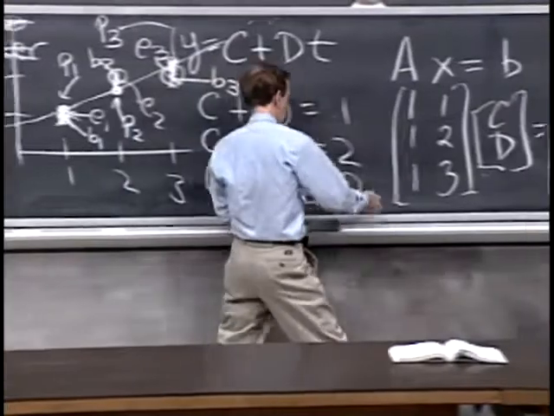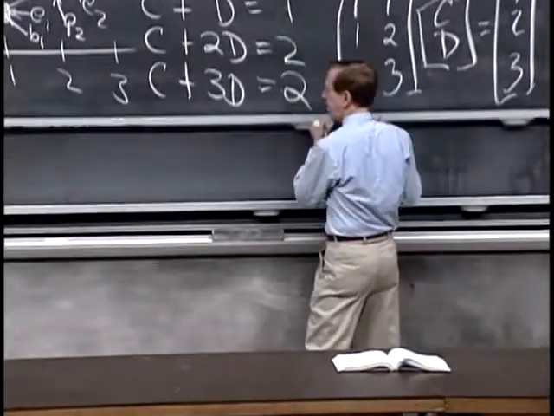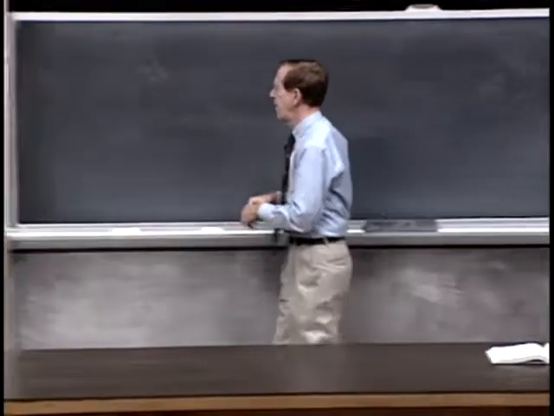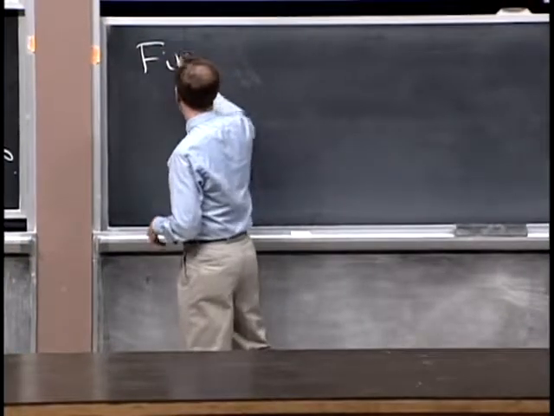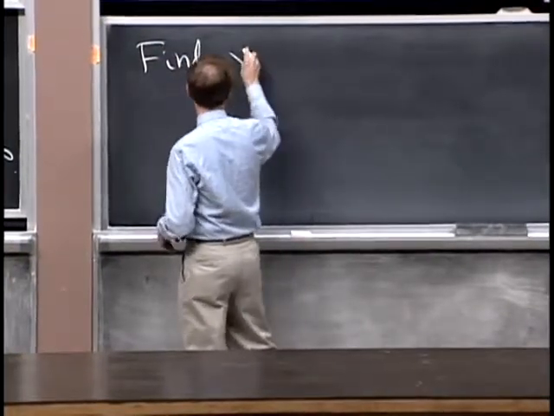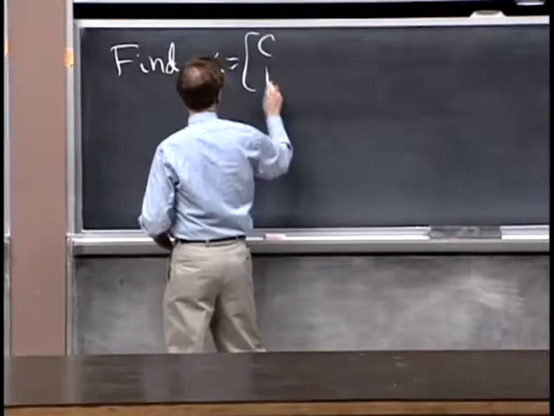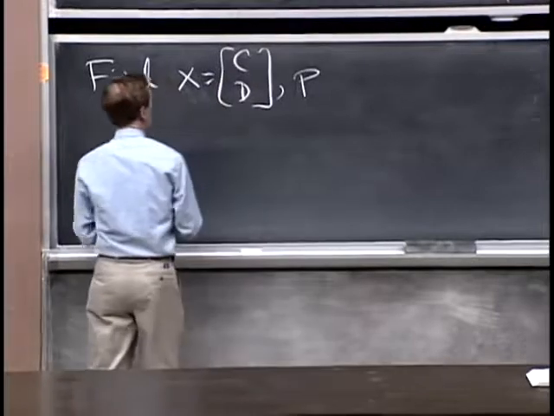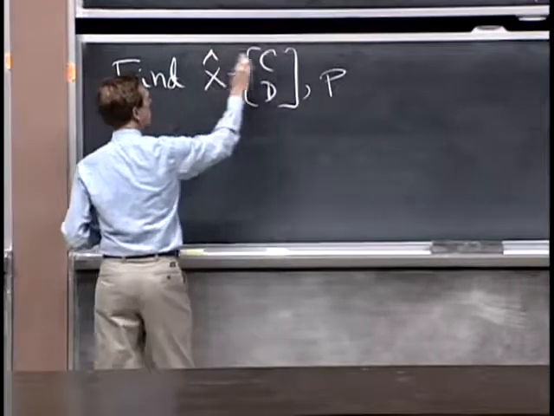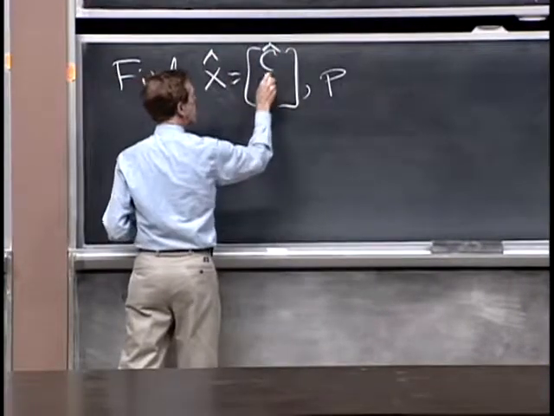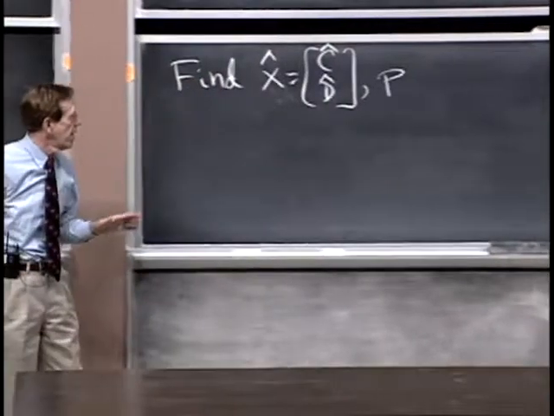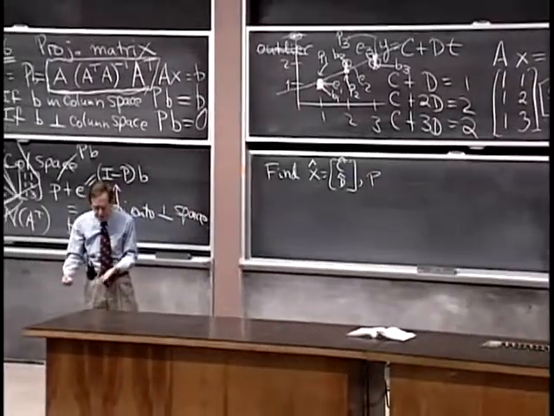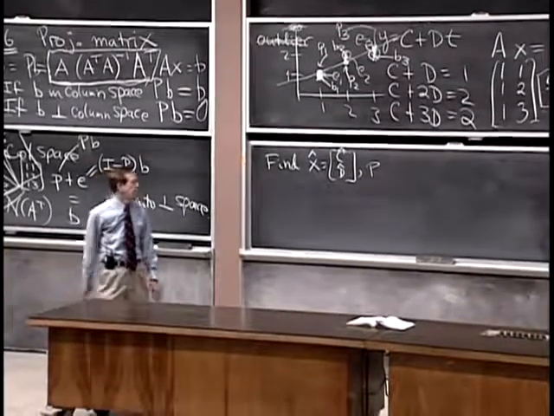So I want to compute, find P. Find X, which is C, D. Find P and X. I really should put these little hats on to remind myself that they're the estimated, the best line, not the perfect line.